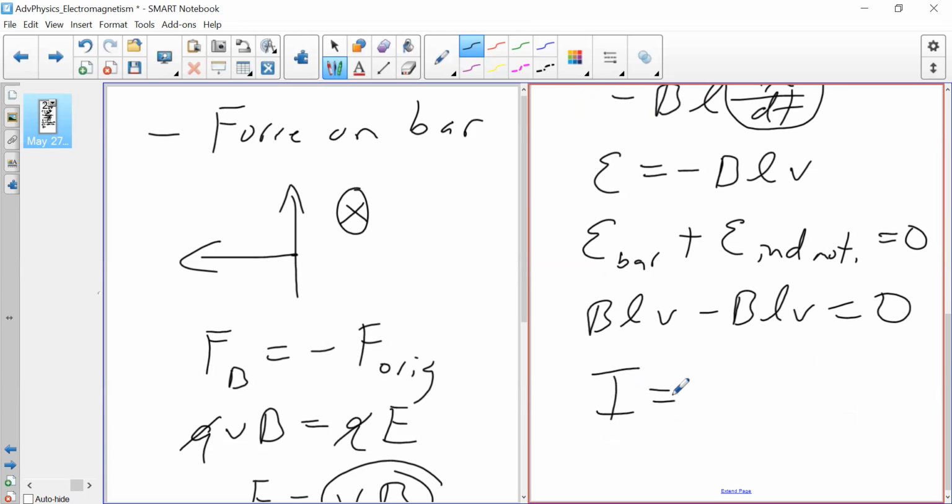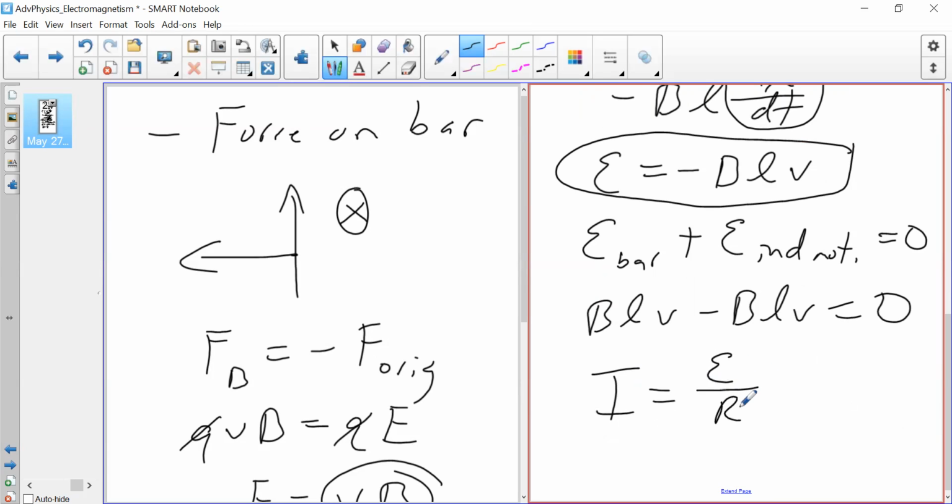And let's say the current that's going to go through this circuit. So this is our new voltage. The current is going to be equal to voltage divided by resistance. We know that from Ohm's law. And since this is the induced voltage here, we can basically say that this is going to be the absolute value.